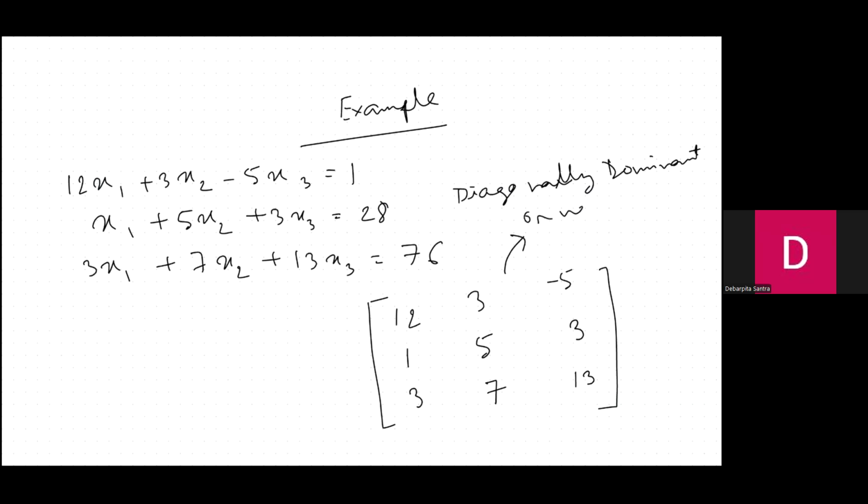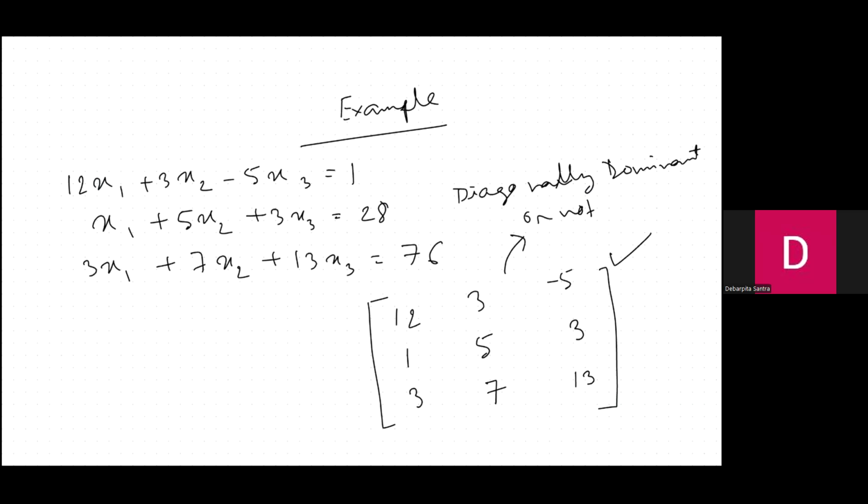If this matrix is not diagonally dominant, then using the Gauss Seidel iterative method, you may or may not find the solution. But if it is diagonally dominant, it is obvious that you will find the solution. So before proceeding, you have to check whether this coefficient matrix is diagonally dominant or not. So how to check that?